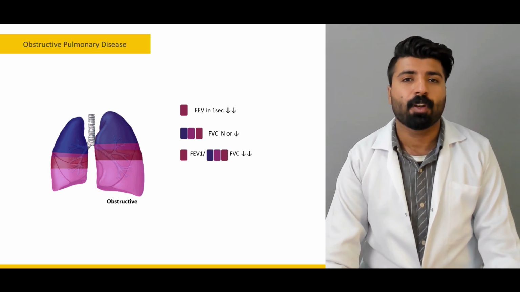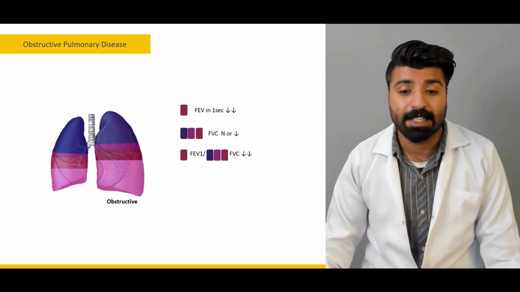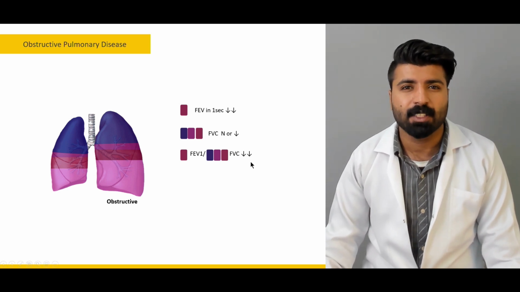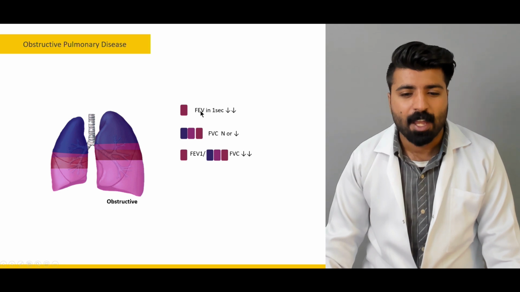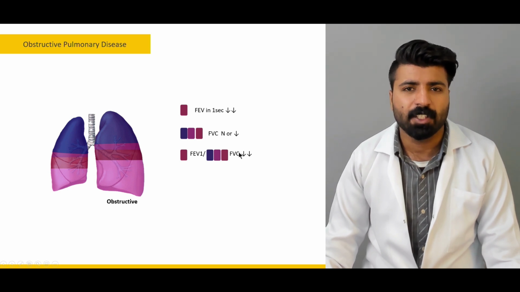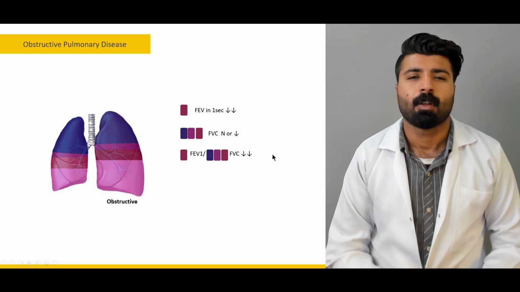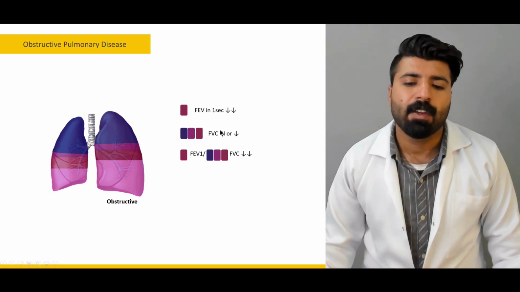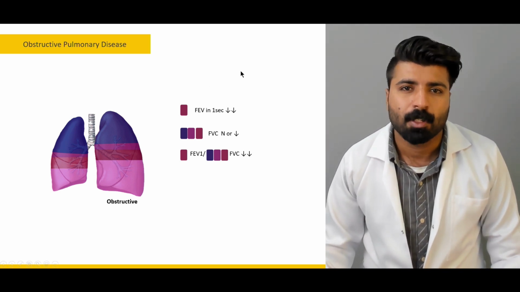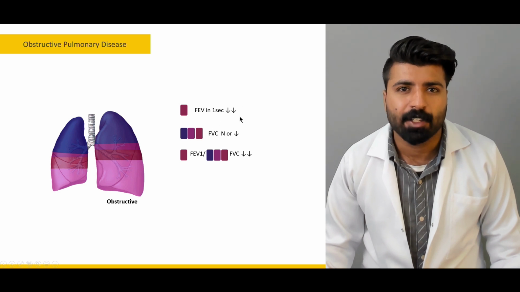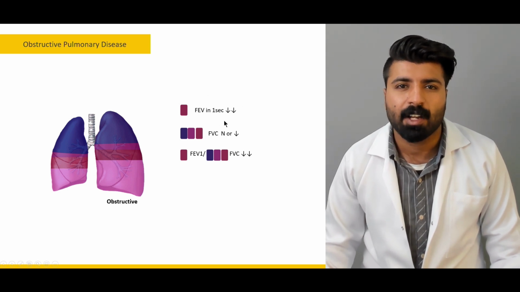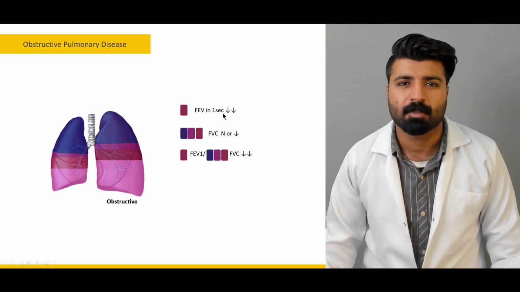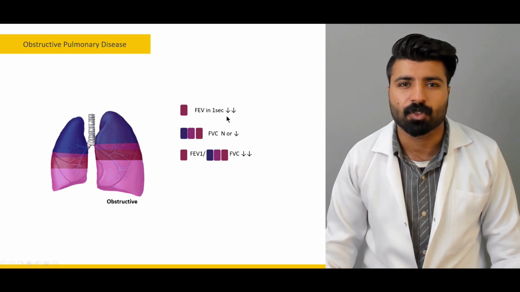What will happen to the FEV1/FVC ratio? It will decrease. Why? Because FEV1 is reduced markedly and FVC is either normal or reduced. So this will lead to a decreased FEV1/FVC ratio. Let me give you an example. Normally, FEV1 is 4 liters, for example, and forced vital capacity is 5 liters. So 4 by 5, we get 80%, 80 to 85% FEV1/FVC ratio.